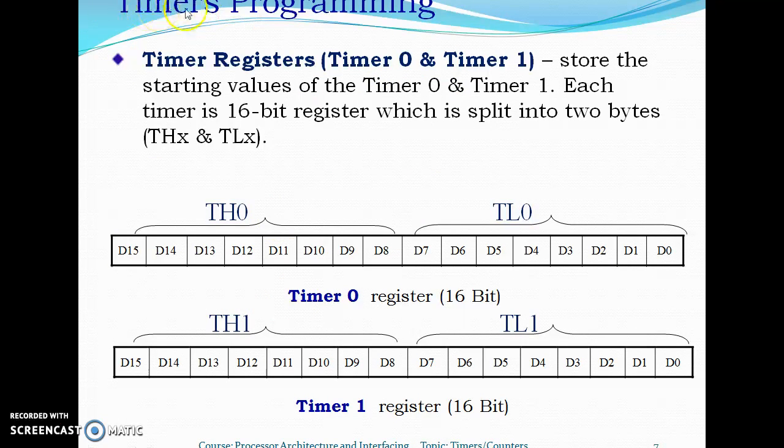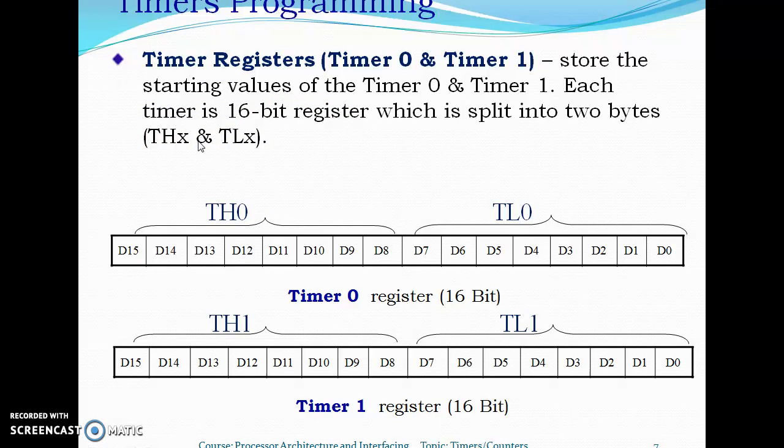Consider the example of the timer register. In this case, we have to consider timer 0 and timer 1. These two registers are used to store the starting values of timer 0 and timer 1. Each timer is 16 bit, so for these two registers we split them into 2 bytes, lower byte as TL and higher byte as TH.